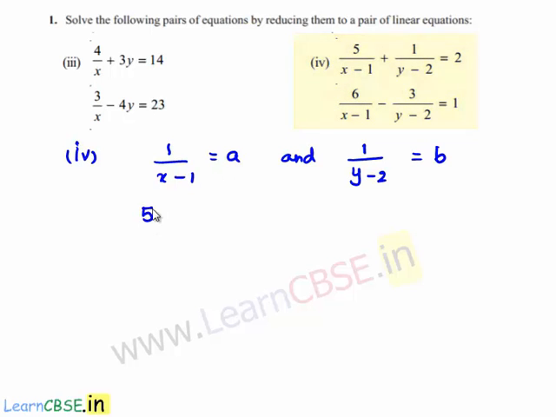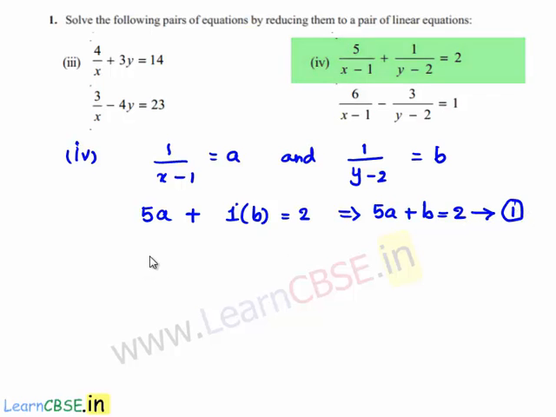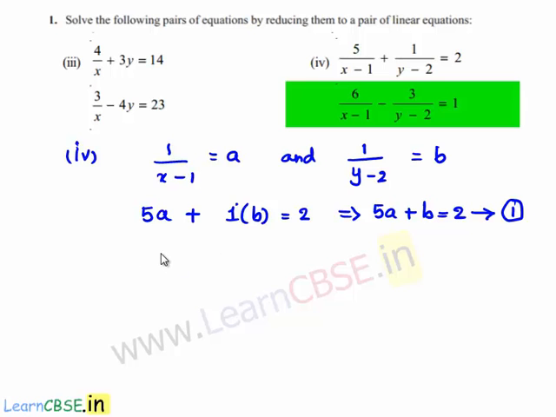So the first equation becomes 5a plus, in place of y minus 2 we can write b. So this becomes 1 times of b is equal to 2, which is nothing but 5a plus b is equal to 2. Let this be first equation. Now the second equation becomes 6a minus 3b is equal to 1. Let this be equation number 2. In order to obtain the values of a and b, let us solve these equations.